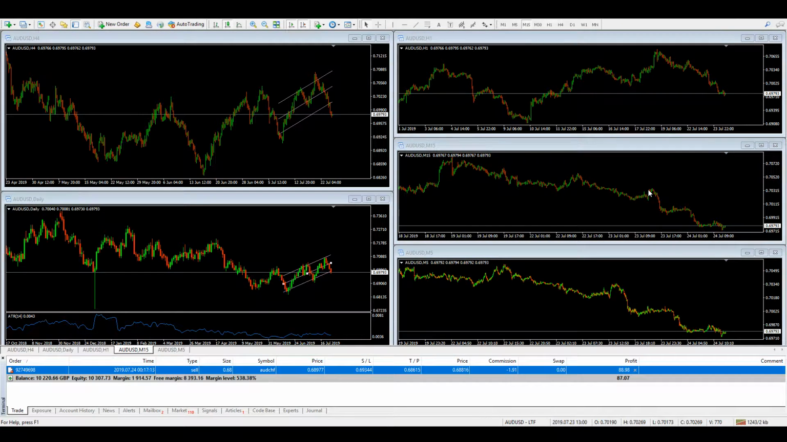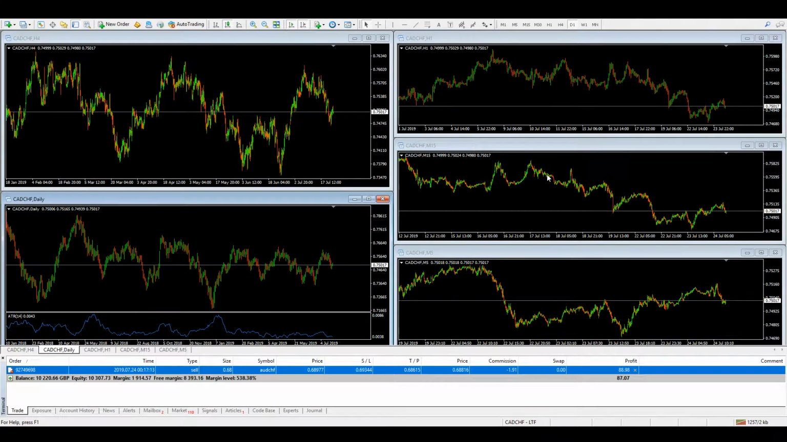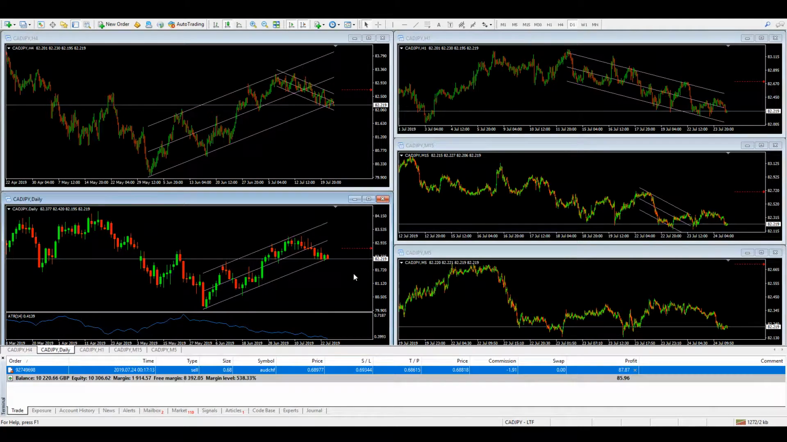Just clean some of this up. CAD CHF, no, too sideways. Wouldn't trade this today because of what we're seeing on the daily.